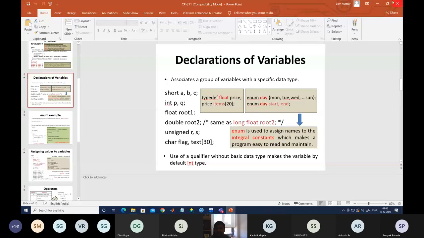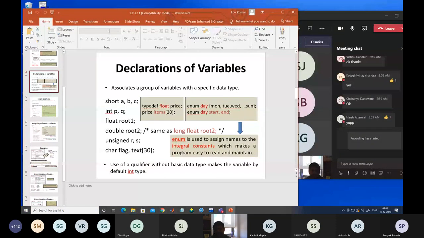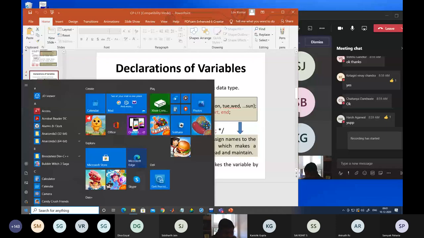Okay, so today we are going to discuss some important topic related to the operator. But before that, first we will discuss one data type, and after that we will go for the operator.